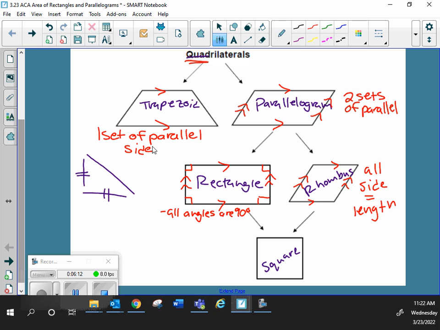So these little symbols mean that they're parallel, but then I can go add a tick mark. It sometimes gets confusing with all.